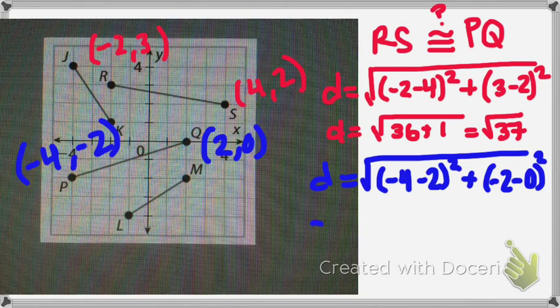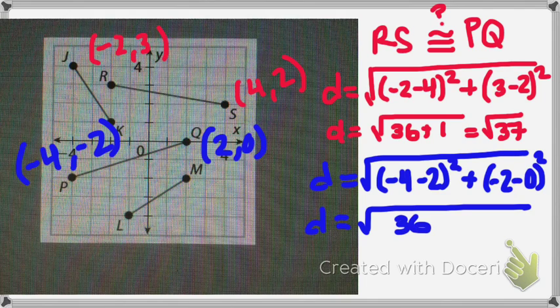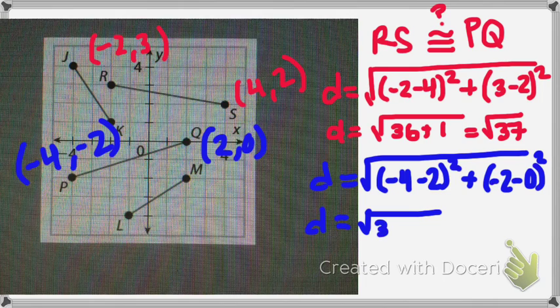Okay, when I evaluate this, I'm going to get that the first set, the x's, make -6, and -6 squared would give me 36. Okay, and then my second set of parentheses, the y values, gives me -2 squared. -2 squared is 4. Now, when I evaluate this one, I'm getting the square root of 40.